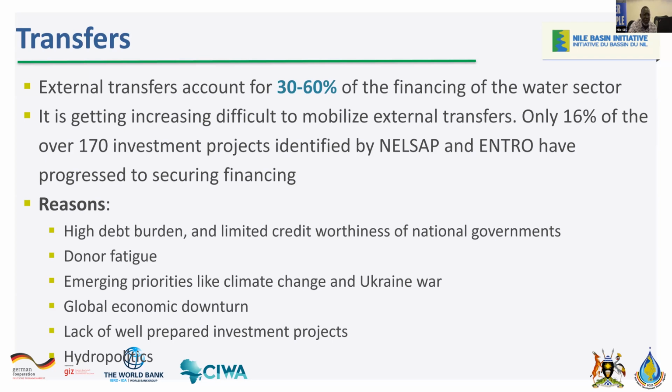What are the reasons for this? A high debt burden of the partner states in the region, and therefore that limits their ability to take on new loans since they are suffering with repaying the loans that they have. Donor fatigue, they are getting tired. Emerging priorities such as climate change and the war in Ukraine, global economic slowdown, lack of well-prepared investment projects, even where you have donors willing to provide financing, it is a challenge in our continent to find well-prepared and bankable projects. And lastly, hydropolitics, especially in a transboundary setting where a regional hegemony may work behind the scenes to prevent other partner states mobilizing or accessing development finance.